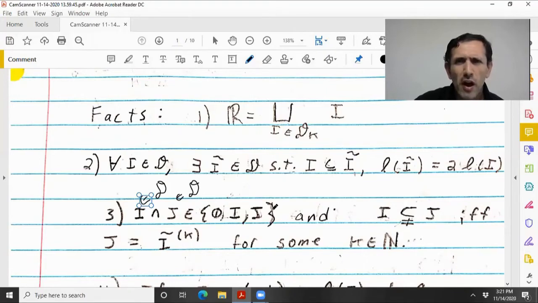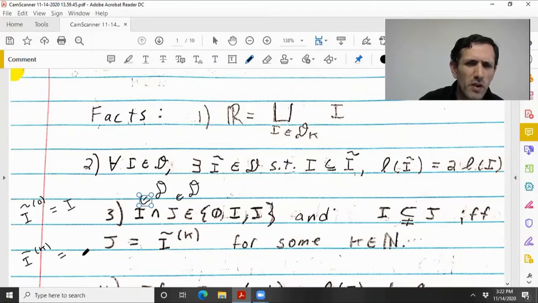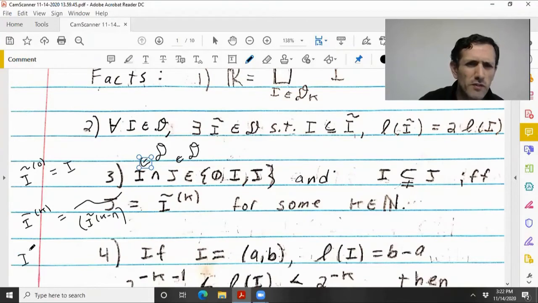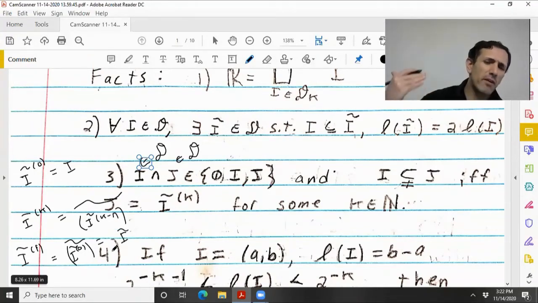And what does that mean? It just means the obvious thing. The 0th generation parent of I is just I. And inductively, the kth generation parent of I is: take the (k-1)th generation parent and take the parent of that. In particular, the 1st generation parent is just the parent. By definition it's the parent of I_0, and I_0 is I, so it's just the parent of I. So we just keep taking parents of parents of parents.